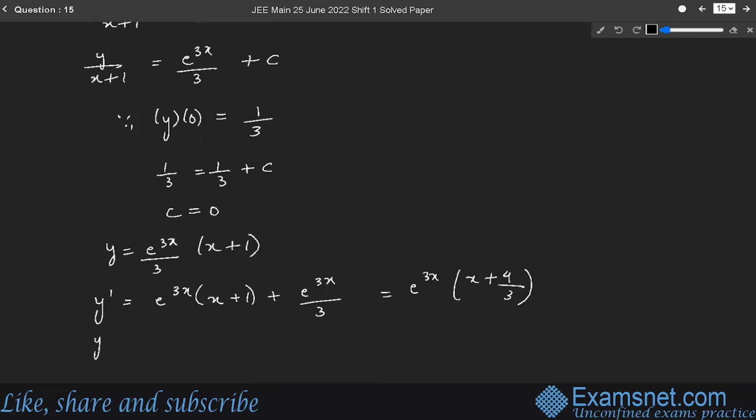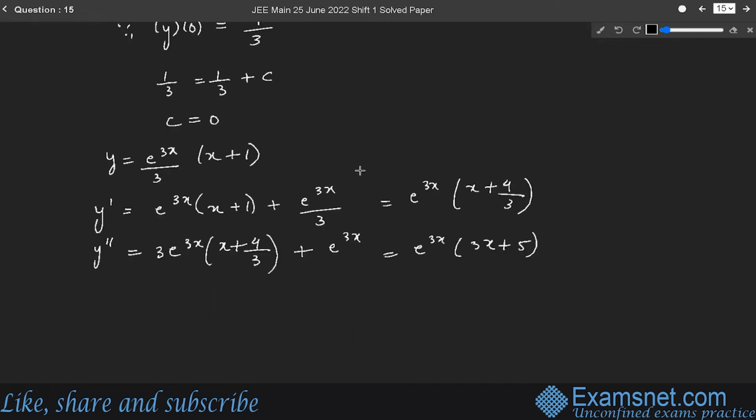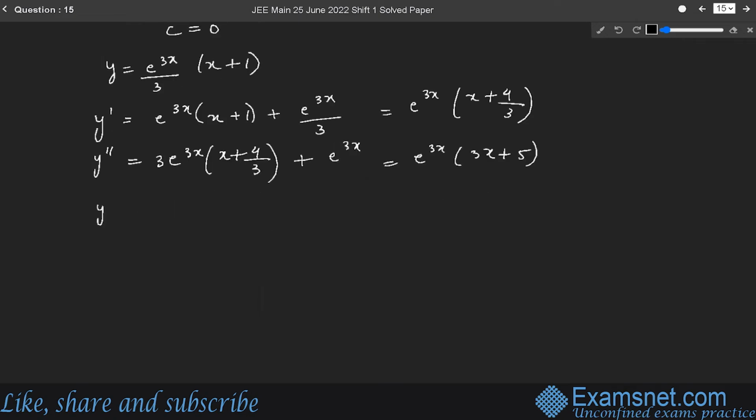Now, the second order derivative y double dash will be 3 into e power 3x into x plus 4 by 3 plus e power 3x. So it will be equal to e power 3x into 3x plus 5. Therefore, we can say that y dash is equal to 0 at x is equal to minus 4 by 3 and y double dash will be equal to e power minus 4 into 1, which is greater than 0 at x is equal to minus 4 by 3.